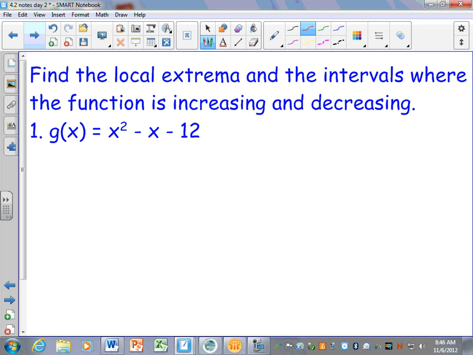Notice the directions. Find the local extrema and the intervals where the function is increasing or decreasing. So we found local extrema before, relative max, relative mins, but now we're going to throw in the increasing and decreasing. What do I need to do first if I'm finding extrema points? Derivative.